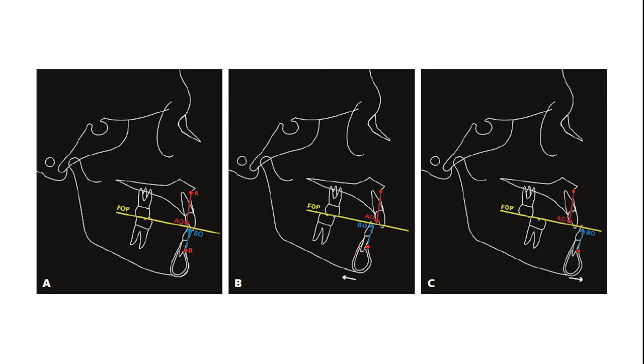The advantages of this technique are its simplicity and that it is not influenced by the cranial base. The drawback is that the functional occlusal plane is not easy to locate, and variation in its orientation will affect the estimate of the skeletal pattern from the AO and BO projection to it.